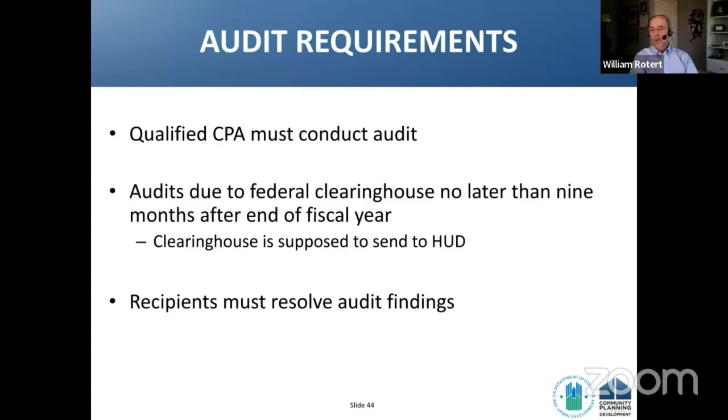Okay, the audits are due to a federal clearinghouse. So they go through a clearinghouse process first, no later than 9 months after the end of the fiscal year. And then those clearinghouses are supposed to send those audits, once they've gone through the clearinghouse, to HUD. When I was at HUD, we would receive the audits, we would review them, and then we would go to the last bullet that you see on that slide and determine whether there were any audit findings. And if there were, we wanted to work with that grant recipient to make sure that any audit findings were cleared. It's critical to make sure that those are cleared. Next slide.